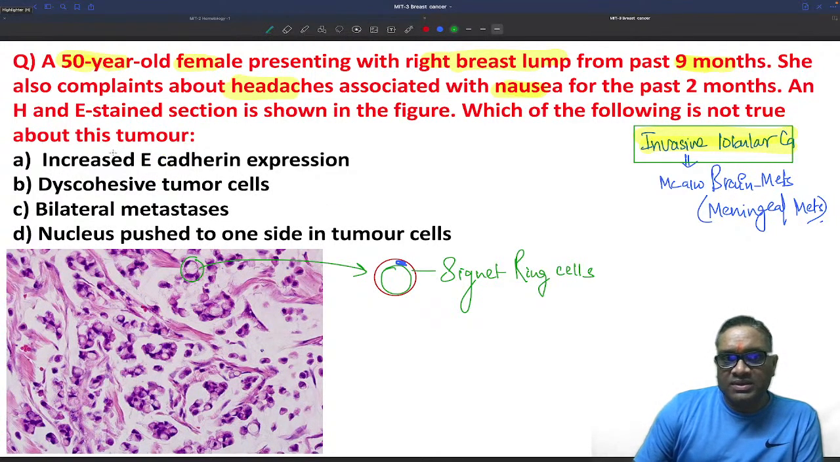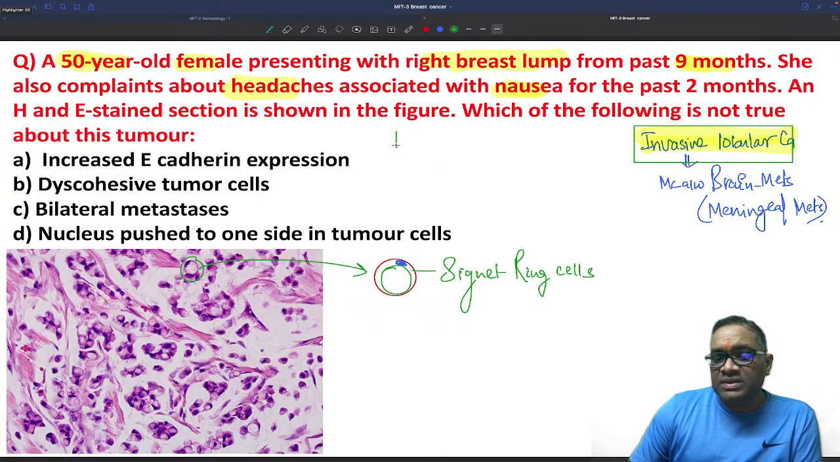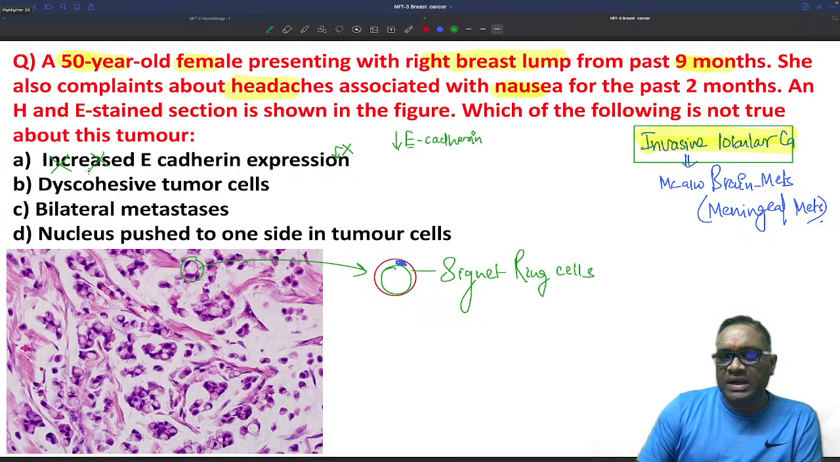Now the first option: invasive lobular carcinoma with increased E-cadherin expression. Remember, in invasive lobular carcinoma, E-cadherin expression is decreased, right? So this is the false statement. It should not be increased, it should be decreased.